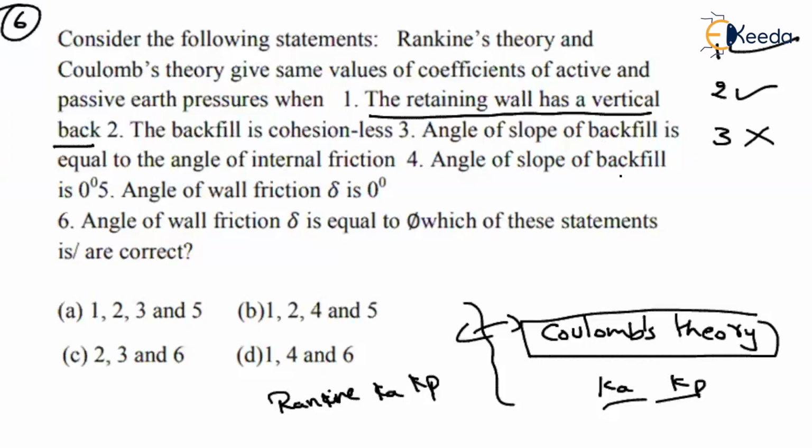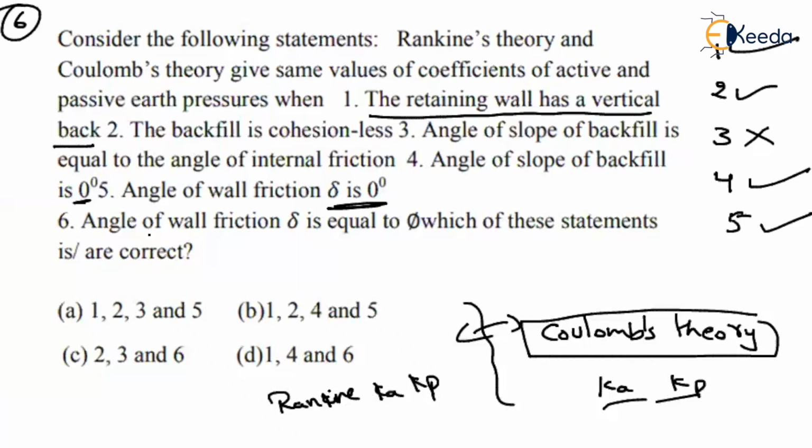Fourth one, angle of slope of backfill is 0 degrees. That means the backfill is horizontal, so that is the assumption of Rankine. And what about the fifth one? Angle of wall friction is 0 degrees. Rankine considers that the vertical wall is smooth. How to define a smooth vertical wall? By delta equal to 0. So the fifth is also matched.